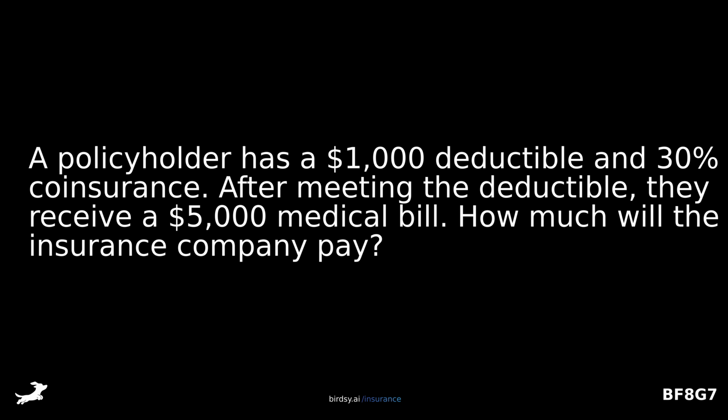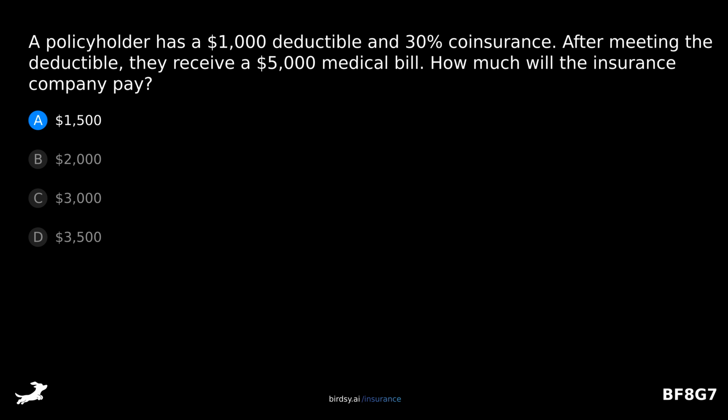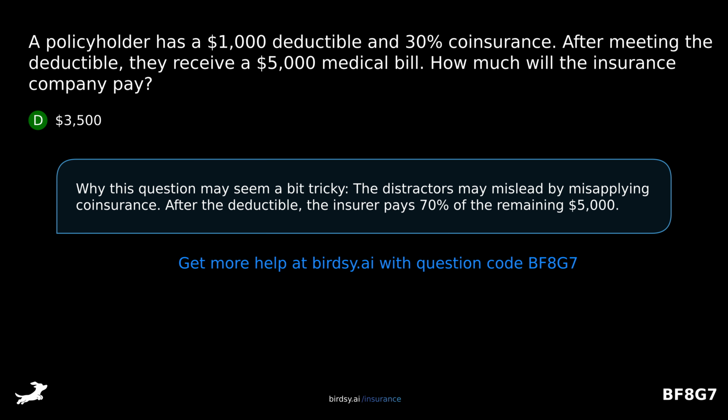A policyholder has a $1,000 deductible and 30% coinsurance. After meeting the deductible, they receive a $5,000 medical bill. How much will the insurance company pay? Is it A, $1,500, B, $2,000, C, $3,000, or D, $3,500? The answer is D, $3,500. Why this question may seem a bit tricky.